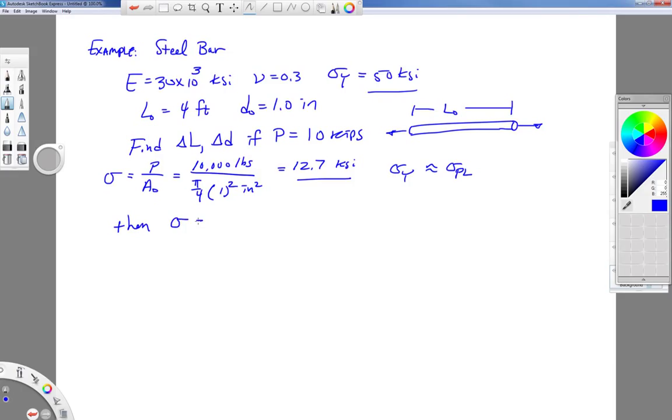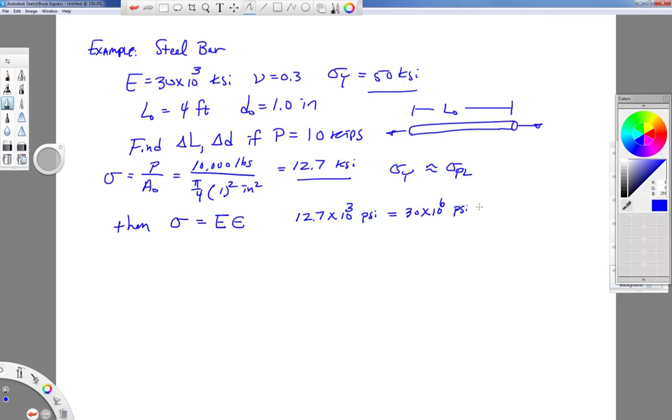And I can write this down. This is a valid thing to write down now. Sigma is equal to E epsilon. I know that on the left-hand side, I have 12.7 times 10 to the 3 PSI. Over on the right-hand side, I have 30 times 10 to the 6 PSI. Notice I'm putting everything in my base unit.